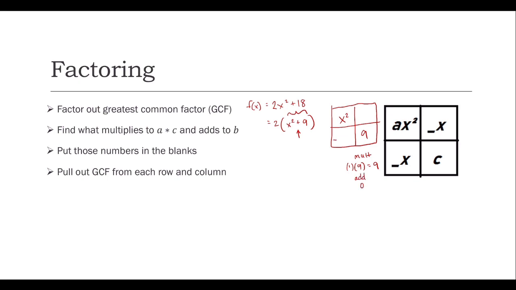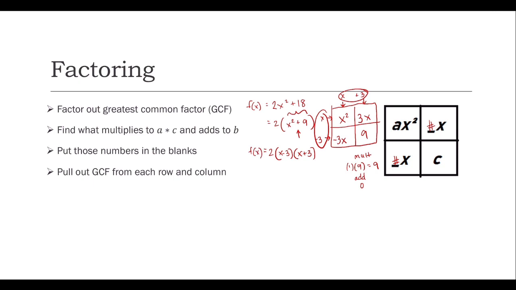So if we have -3 and +3, we're going to put those numbers where these blanks are. So we'll have -3x and +3x. And then we pull out a greatest common factor from each row and column. The greatest common factor here is x. The greatest common factor here is -3. And then we have another x and then a +3. So in factored form, it would be 2 times x minus 3 times x plus 3. So there's your f of x in factored form.